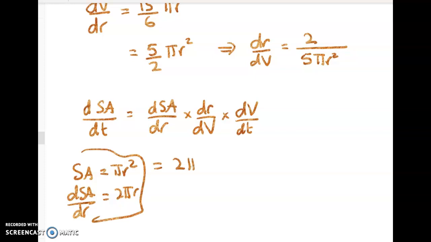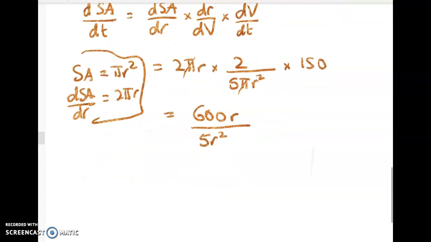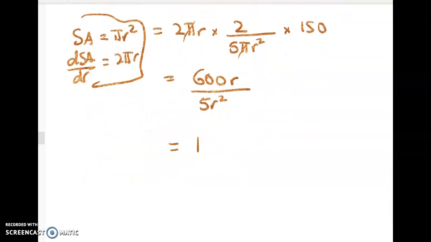So we've got 2 pi r times 2 over 5 pi r squared times dV by dt, which is 150. So a few things cancel out in here. We end up with 600, the pi's go, 600r over 5r squared, working very slowly through this, is equal to 120 over r.